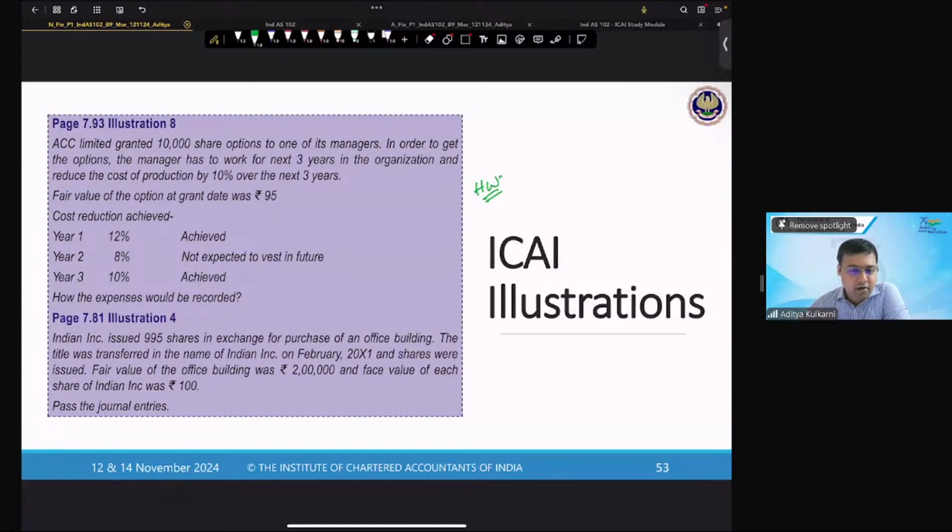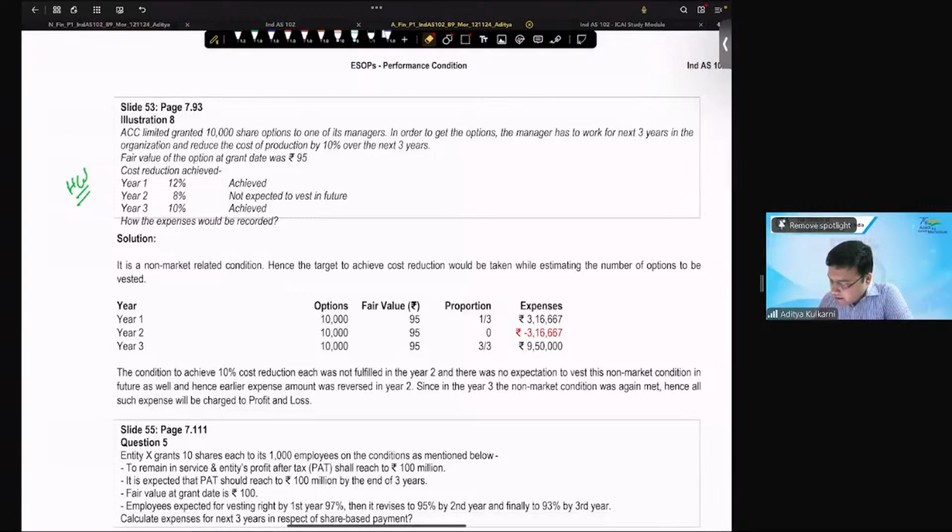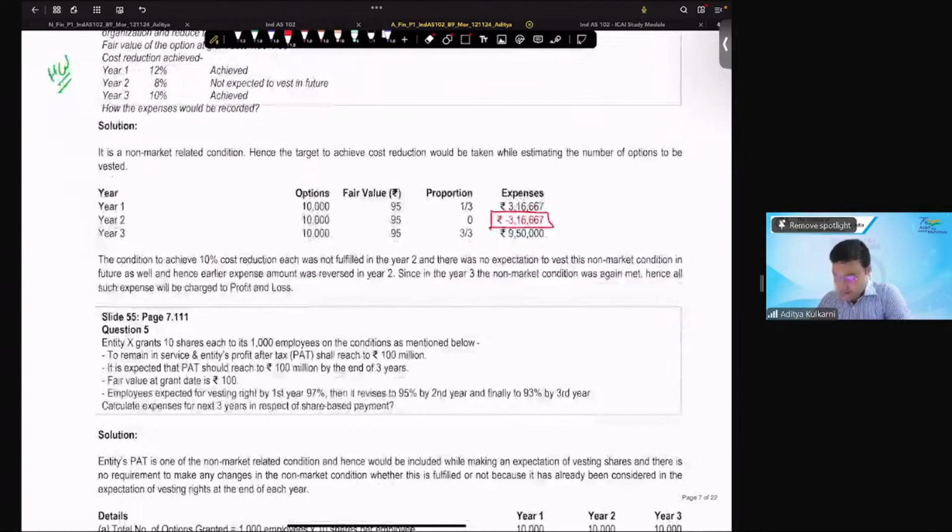Reversal is perfectly normal. When there is a reversal, you will give a credit to the employee expense head. Then you can process the entry accordingly. That is why in my question, I have marked the reversal in red. You don't have to panic about it. It's perfectly fine. Year 1, I thought I will meet, so I booked the expense. Year 2, I did not meet, so I reversed it. Year 3, I met the condition, so I recognized the cumulative expense in year 3 itself.